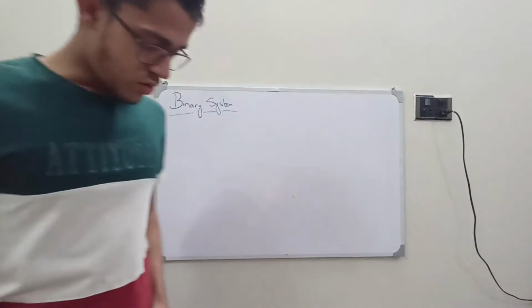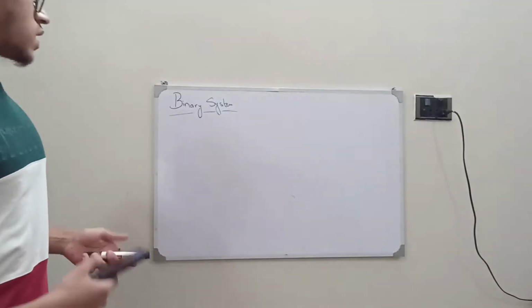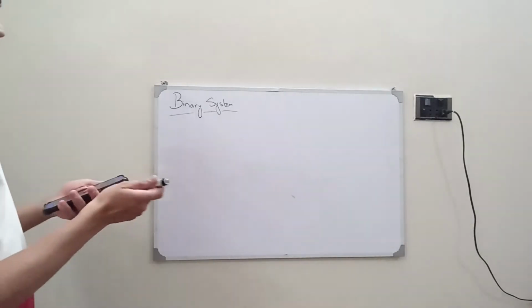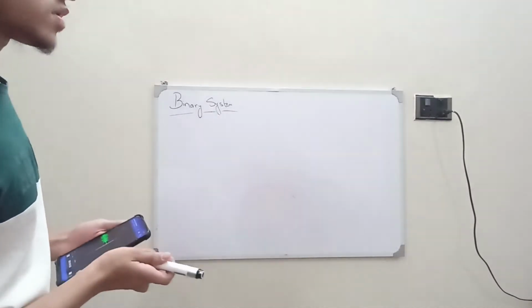And in this channel, for the first 6 months, we are going to discuss and make videos on computer science O levels and A levels combined. So let's start the video. Our topic for today is the binary system.